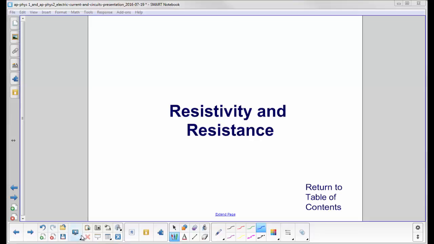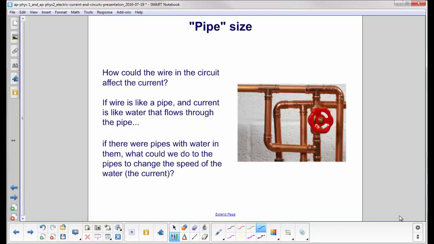Resistivity and resistance. How could the wire in the circuit affect the current? Let's go back to our water analogy.